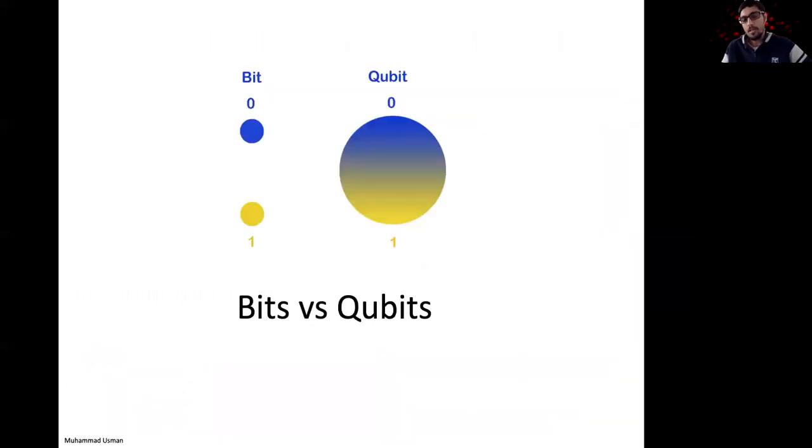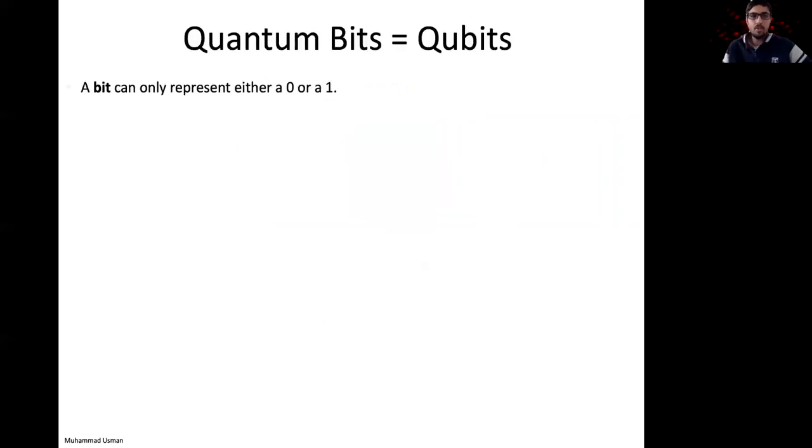So let's look at bits versus qubits. In normal computers, we have bits. By bits, I mean your fundamental unit of information is either 0 or 1. But in quantum computers, we have qubits, which are different from bits. And how are they different? As I said, a bit can only be 1 or 0 at a time, only two possible values. For example, if you are doing a coin toss, you can have either head or tail.